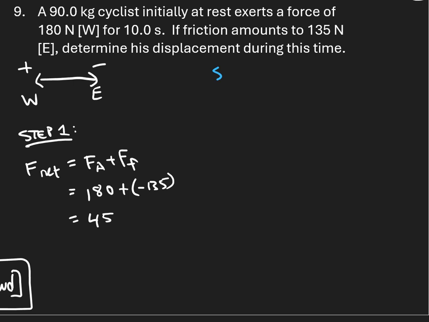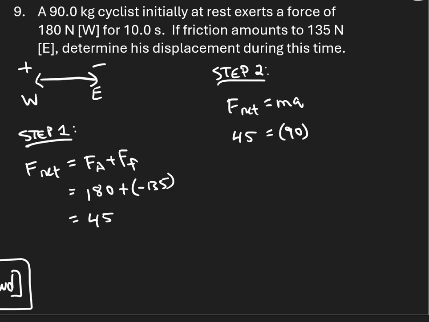Let's sneak up here and we're going to do step 2. In this step, we're going to find what's our acceleration. We don't know it, but we do have Newton's second law. We can figure it out. It's mass times acceleration. We got our net force previously. It was 45 newtons. Our mass is 90. Let's plug that in.